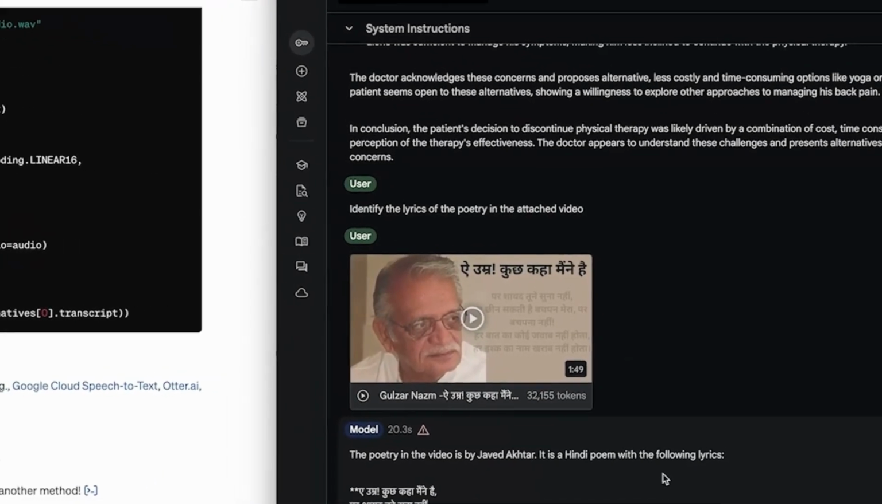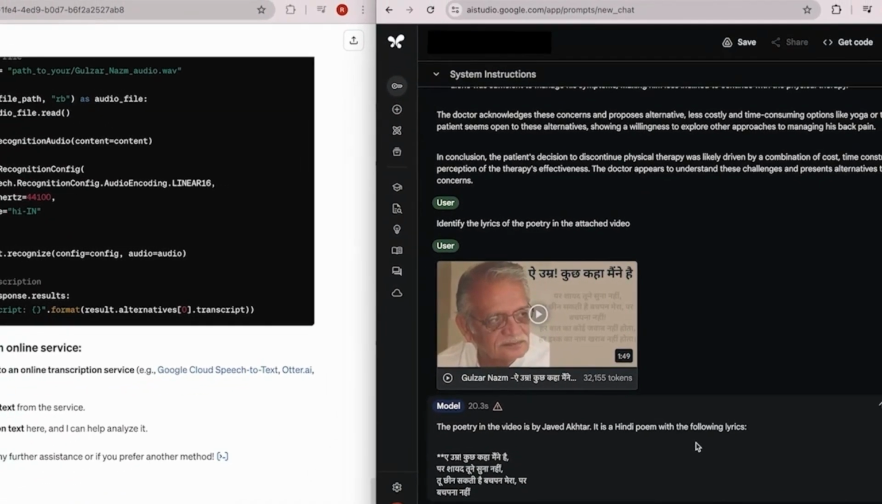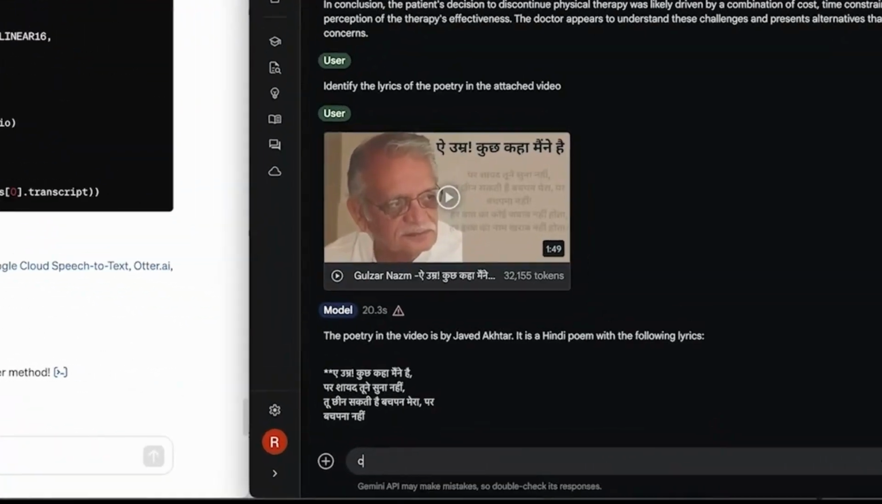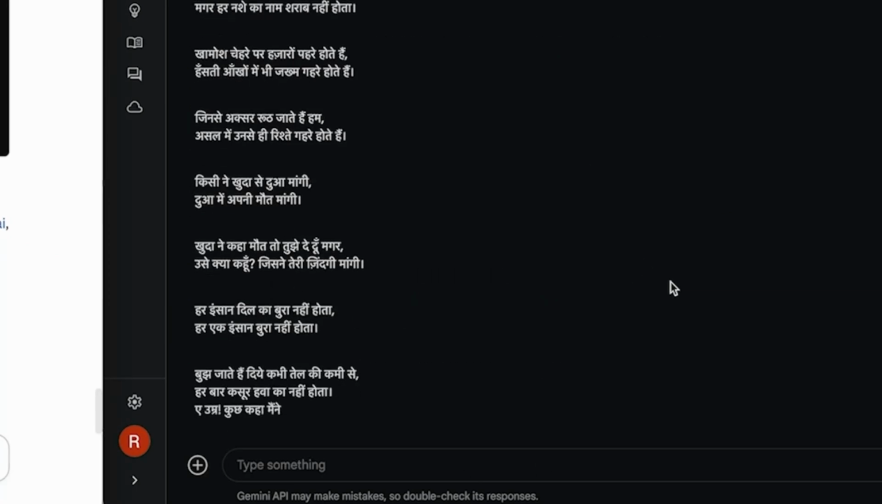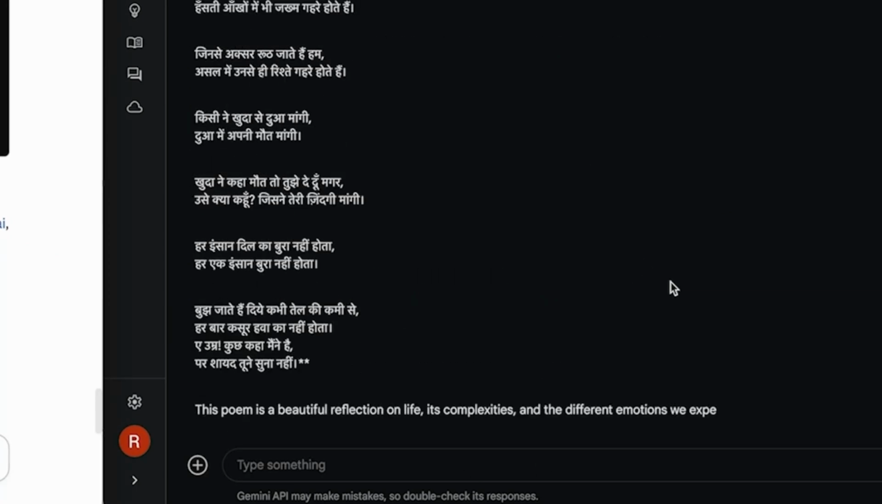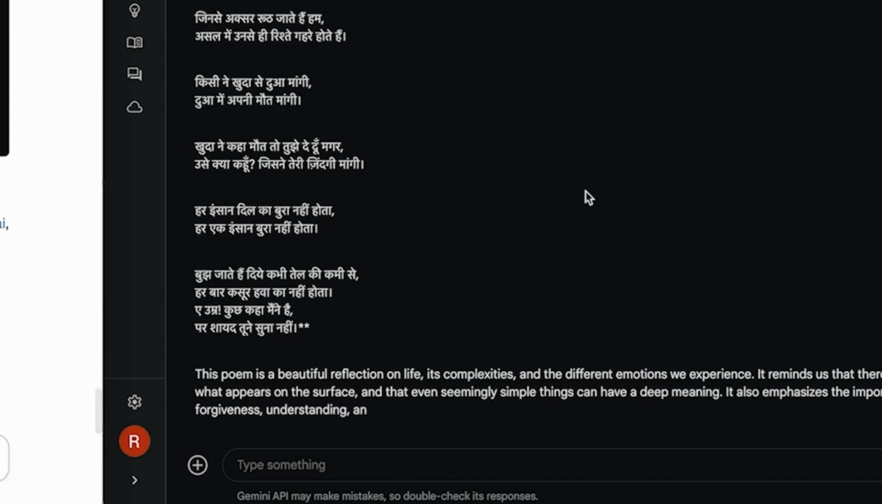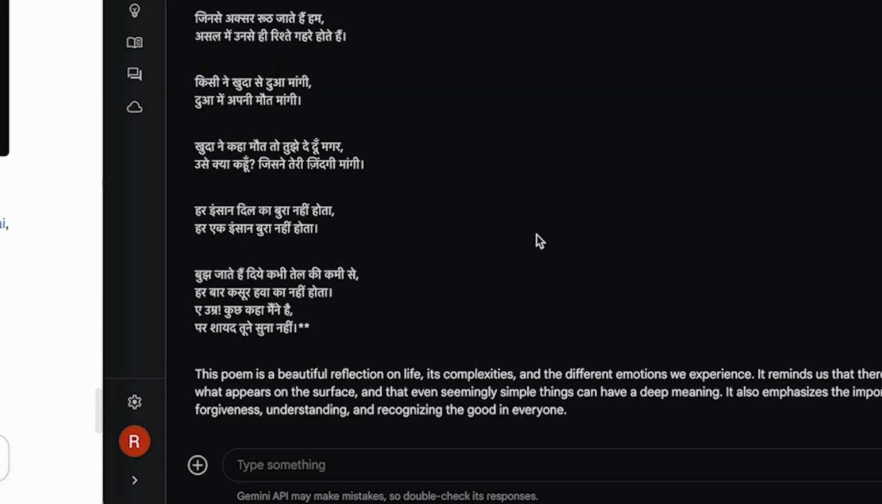But this is a very wonderful poem by Gulzar about age. It seems it is not able to do it. Let me see if I can tell it to continue. I believe that's because of the output token size. Gemini 1.5 Flash stopped, but then eventually picked it up and identified the whole Hindi and came up with the whole poem. Alright, that's it.